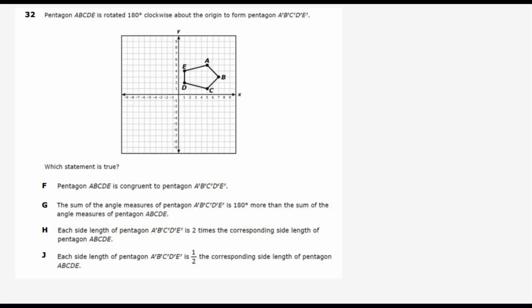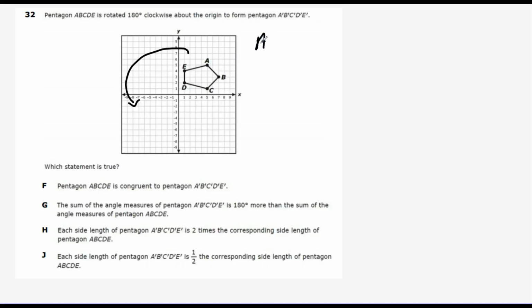Let's finish this up. So ABCD, rotate 180 degrees clockwise about the origin to form A prime, B prime, and so on. What statement is true? So when I first looked at this, I thought we were going to have to move all these points 180 degrees down here. But we don't. But what if we wanted to anyway?